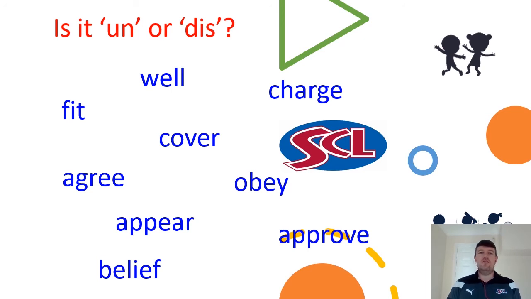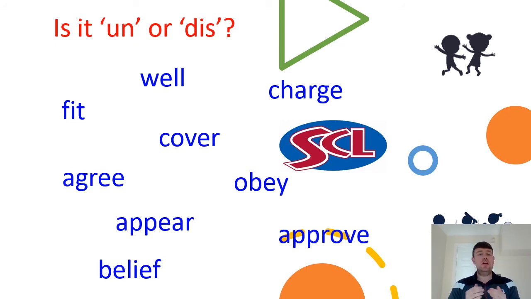A little bit of quiz time for us now. So I want you to see which prefix we put in front of each word. So we've got a selection of words on the screen. We have well, charge, fit, cover, agree, obey, approve, appear, belief. I want you to tell me now which prefix will go in front of each of those words. Is it the prefix un or the prefix dis?